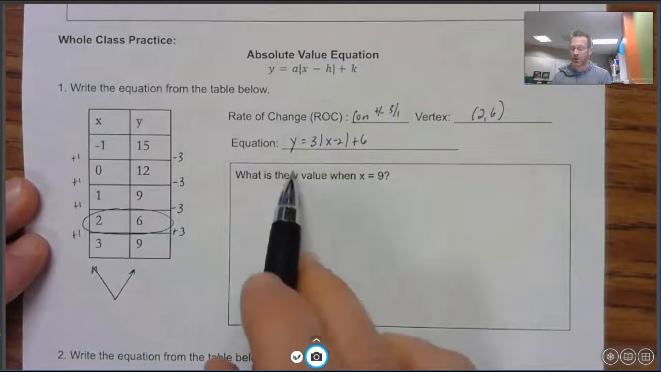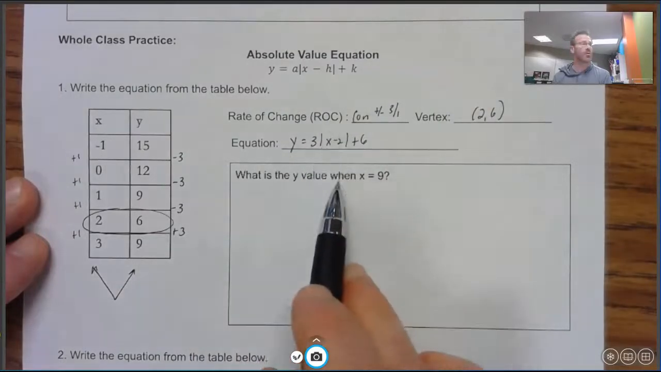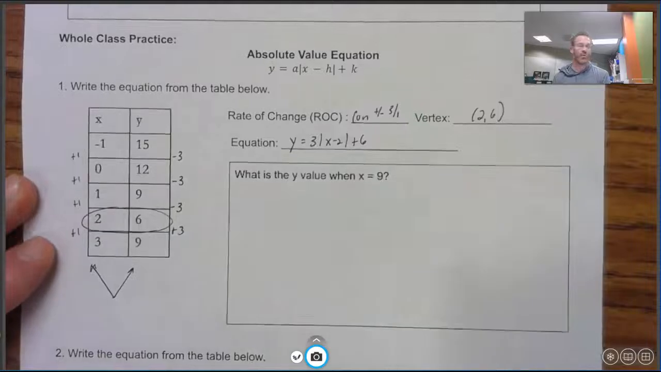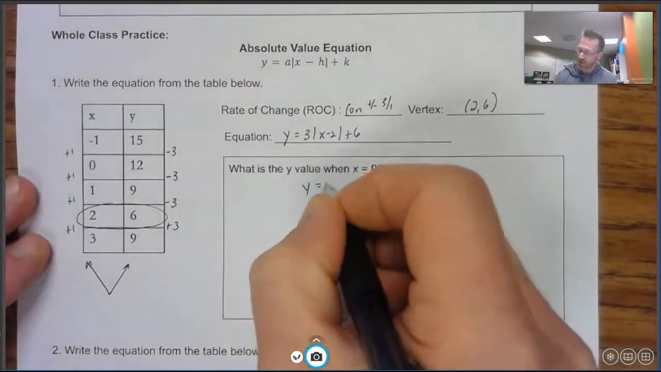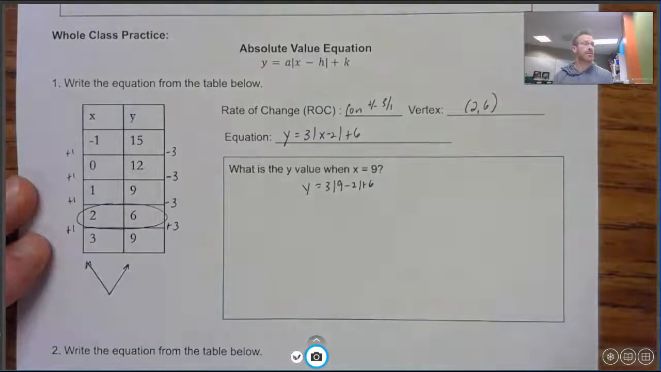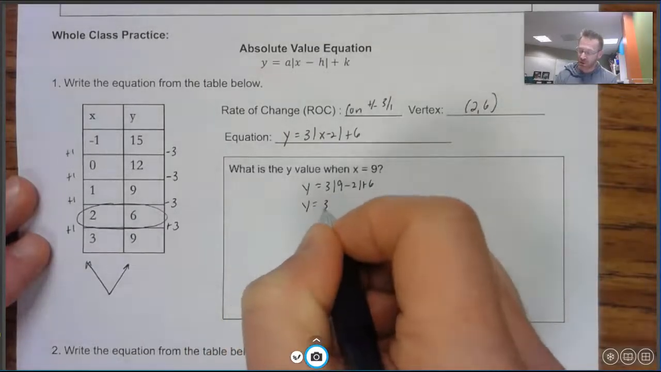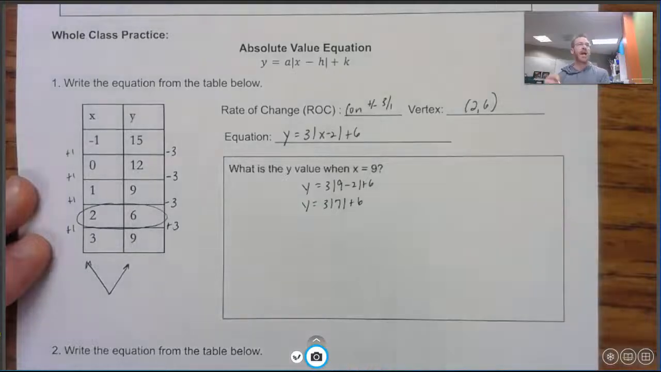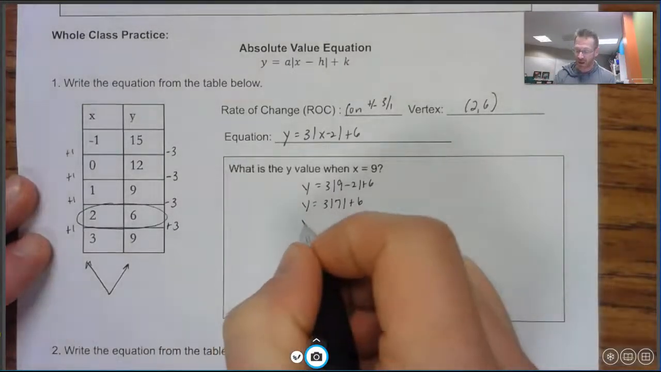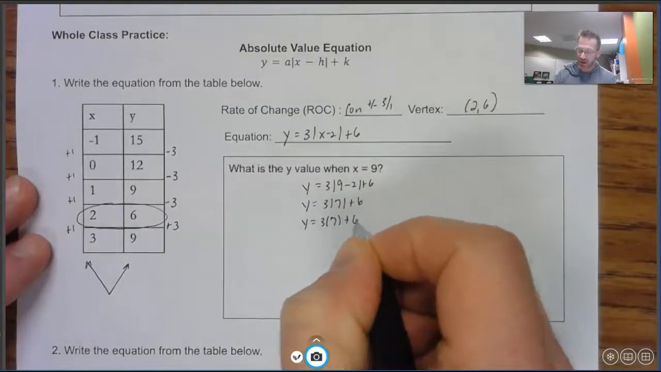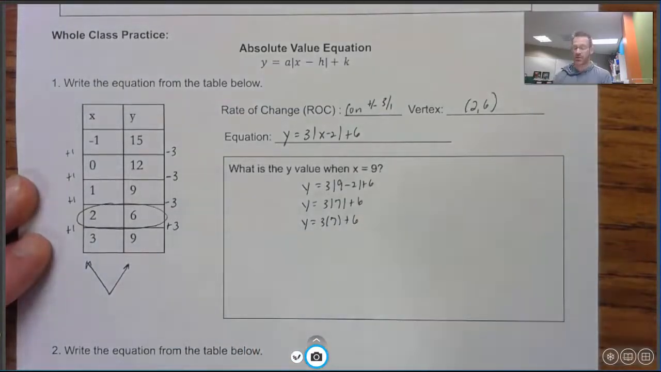Now, once we have our equation, we're going to find what happens when x is 9. If I were to extend this table, what would I get? y equals 3 times the absolute value of 9 minus 2, plus 6. We always take care of grouping symbols first, so 9 minus 2 is 7. Remember, we have to take the absolute value of a number before we perform any operations on the outside. So 3, and the absolute value of 7 is 7, and I bring down the plus 6.